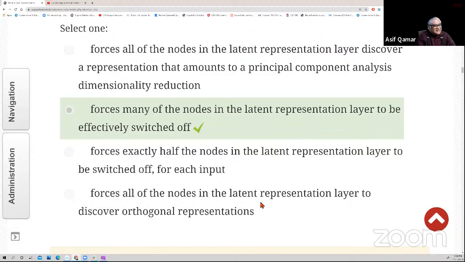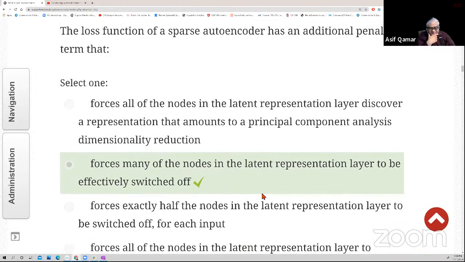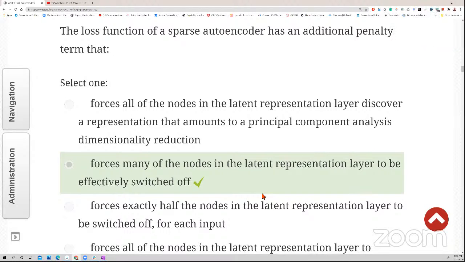How many of you went and read up a little bit more on sparse autoencoders? Oh, I go look up a lot of stuff during the quizzes.